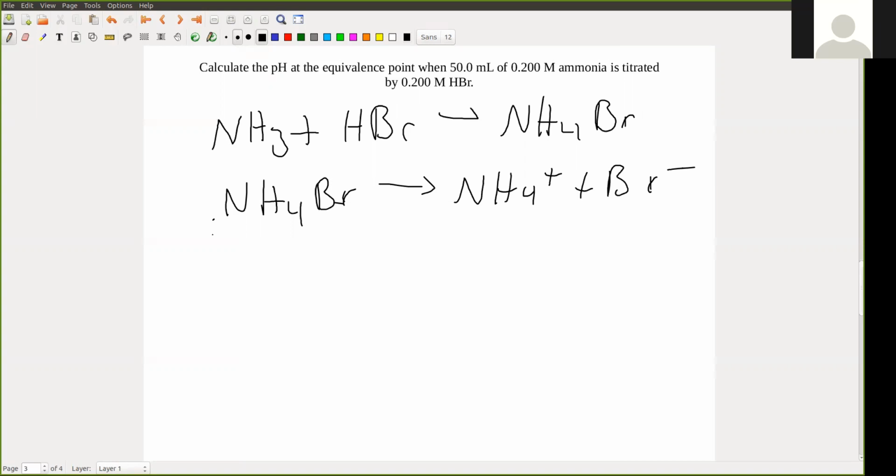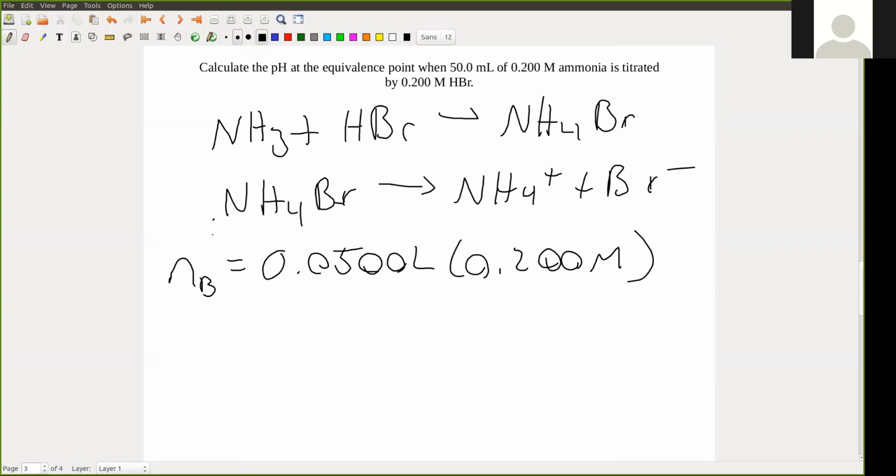Okay, so first we want to calculate the number of moles that are involved. So that's going to be the number of moles of ammonia. So we're going to say n sub B, and that's going to be 0.0500 liters times 0.200 molar. That's volume times concentration in molarity. Just make sure that your volume is in liters when you do this calculation. And that gives us 1 times 10 to the minus 2 moles.